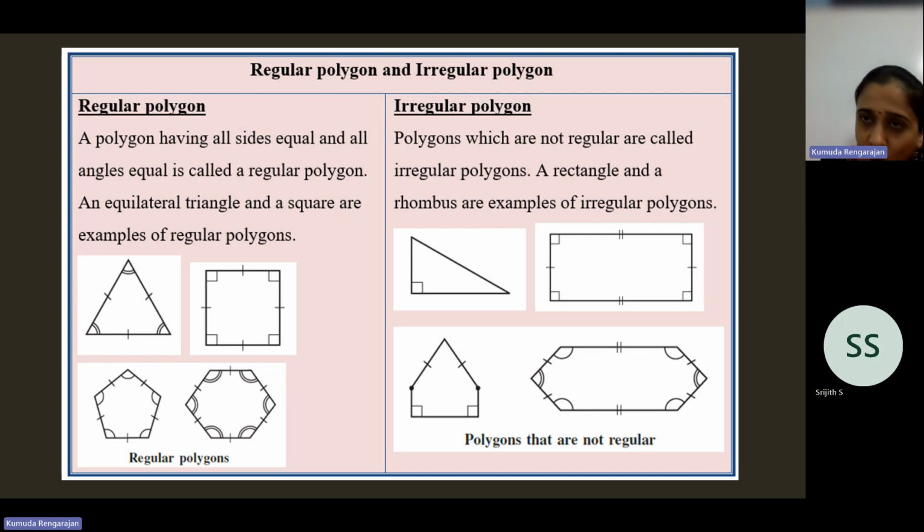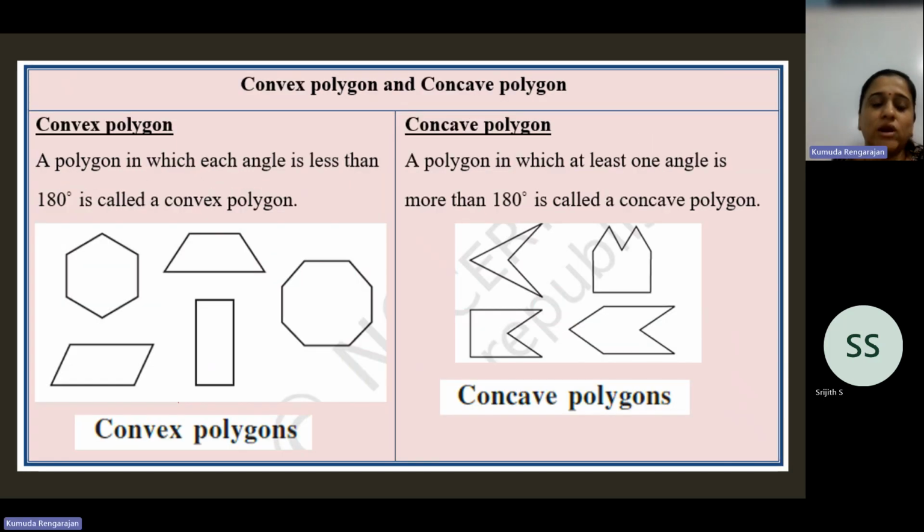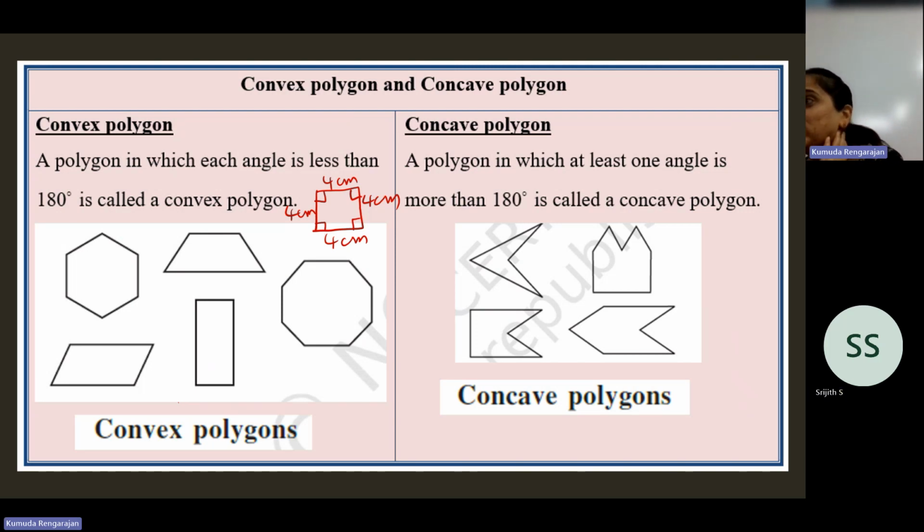In a polygon, if all the sides are equal and all the angles are also equal, it's a regular polygon. Now let's take a square of side 4 centimeters. In a square, all the sides are equal and every angle is equal to 90 degrees. So all sides are equal and all angles are equal. A square is a regular polygon. An equilateral triangle. All the three sides are equal. Each angle is equal to 60 degrees.